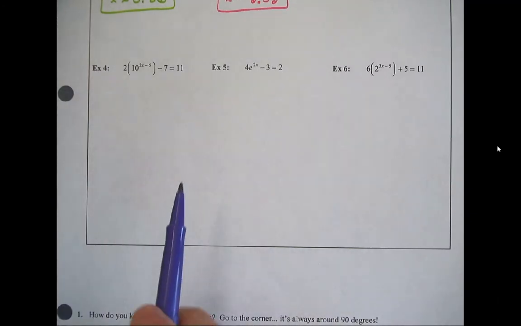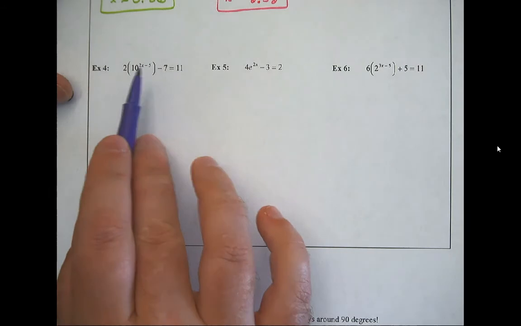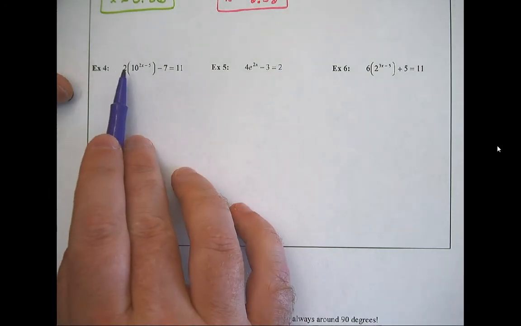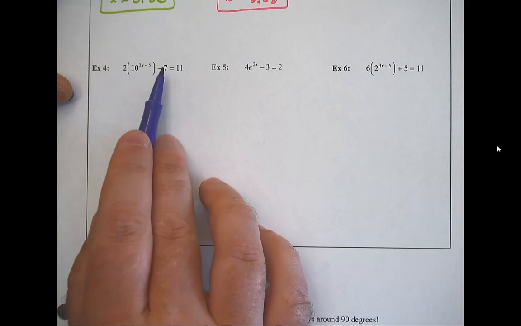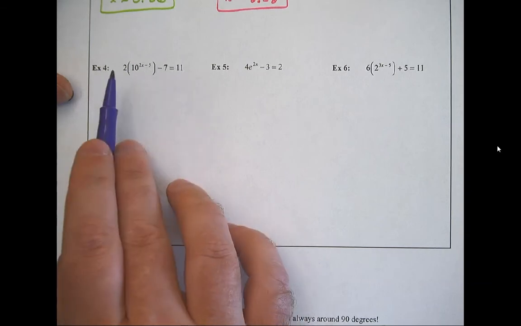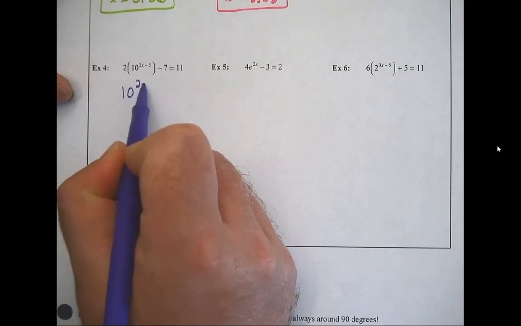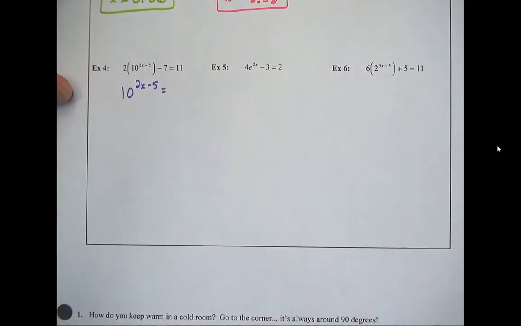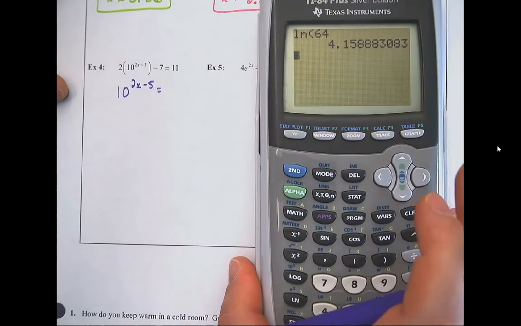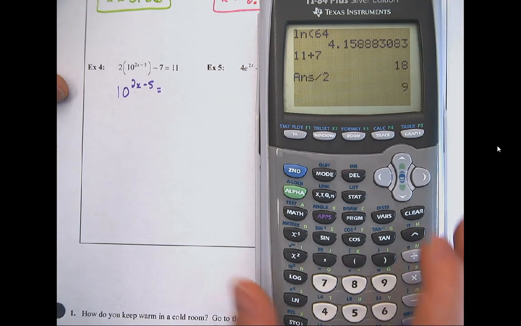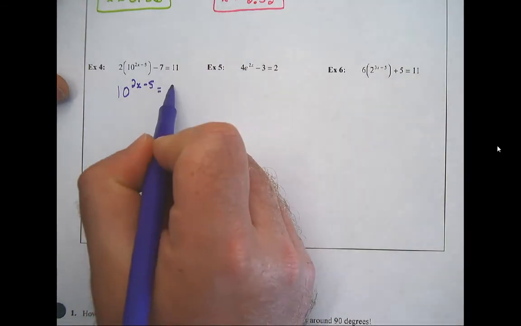Now I'm going to do two moves at once here. Who's farthest away from x on the same side is the -7 and the 2 that's connected by mult. Who's wimpier? I'm going to add the 7, and then I'm going to divide that by 2. 10 to the 2x minus 5 equals 11. I do a lot of this stuff on my calculator, so you don't have to show a ton of work here. Add the 7, and then divide by 2. So I've got it equal to 9 right now.